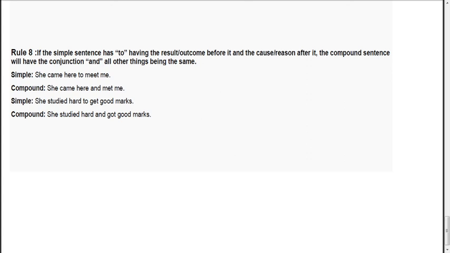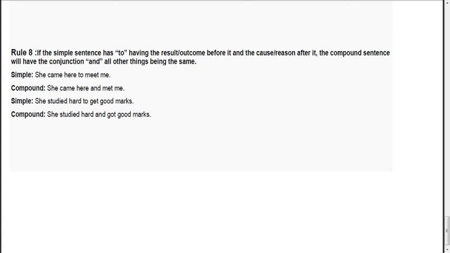So this sentence has a condition like that, there should be 'to'. So let's see the example. She came here to meet me. If you want to change it to compound, it comes: she came here and met me. Another example, she studied hard to get good marks. Compound: she studied hard and got good marks. So if you find 'to' in a simple sentence and the result comes first, the reason or cause after that, then in changing to a compound sentence we will add the conjunction and, and other things will be the same. She came here to meet me, she came here and met me.